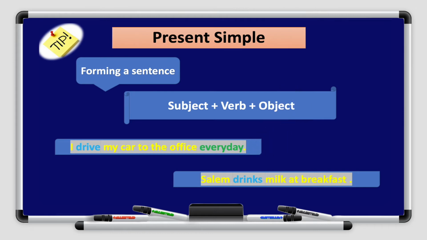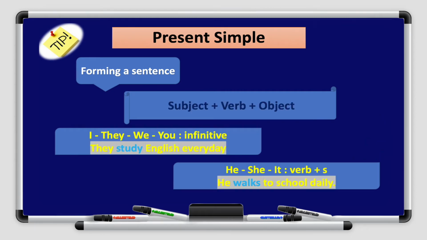Another example, Salim drinks milk at breakfast. Salim is the subject, drinks is the verb, milk is the object. If the subject is I, they, we, you, the verb should come in the infinitive form. Read with me. They study English every day. Study is the infinitive form.